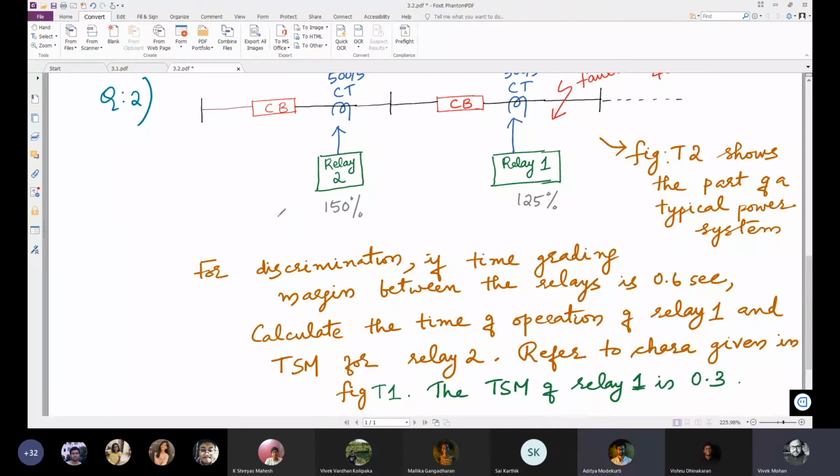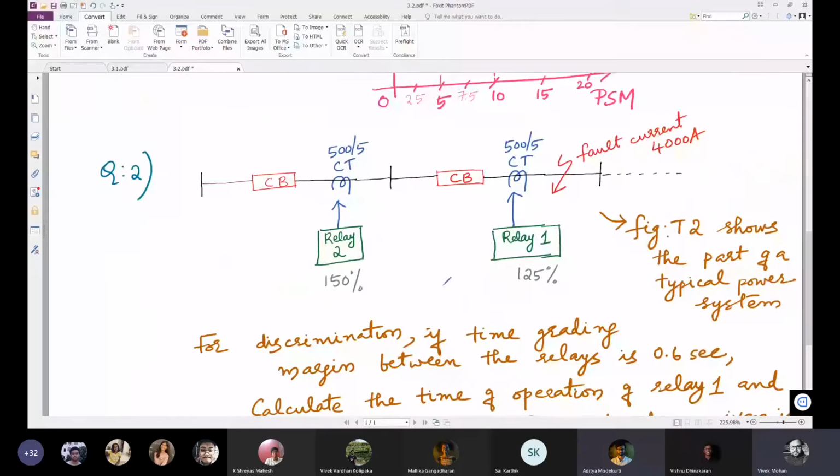So corresponding to 5.33, what are you getting from the plot? Approximately 4 seconds, sir. It is 3.8 here. Then what is the time setting multiplier? Actual time of operation divided by time of PSM: 1.5 divided by 3.8, or 4, whatever. The final value is approximately 0.4. Yes, sir. Fine. So that's it.